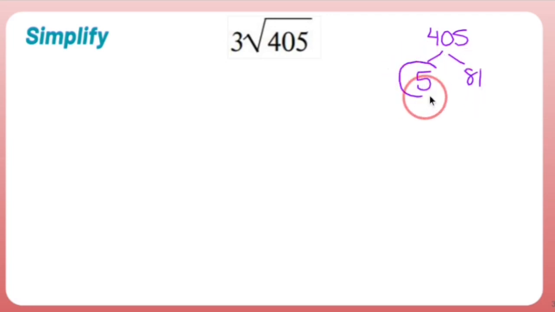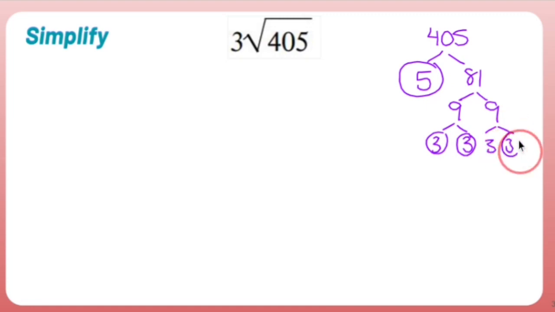Circle any prime number. What two numbers multiply out to 81? 9 and 9. Can you circle either of those? Nope, because they're not prime. But I'm going to be able to circle a lot of these. 9 is 3 and 3, circle, circle. 9 is also 3 and 3, circle, circle.